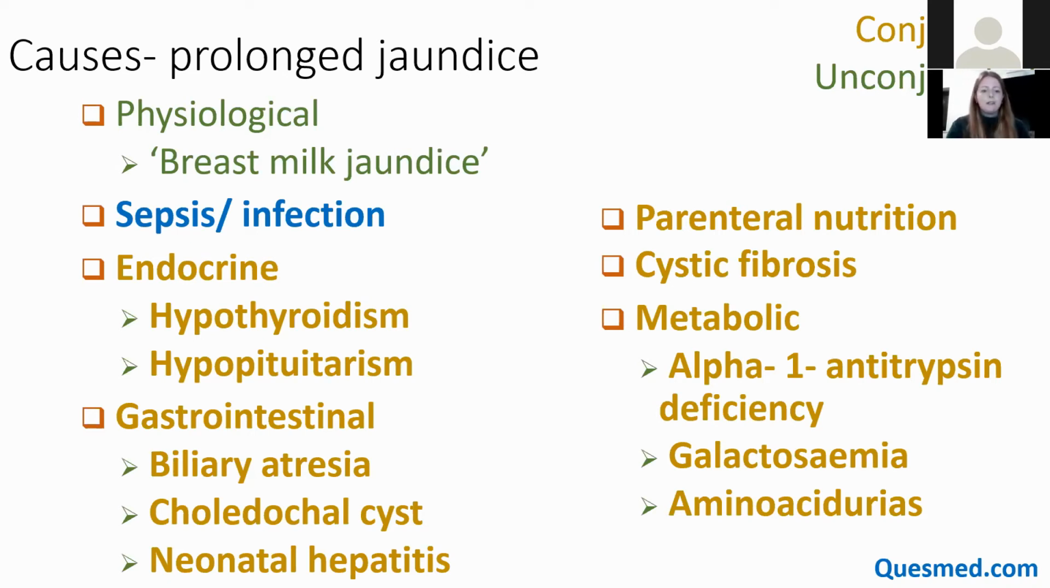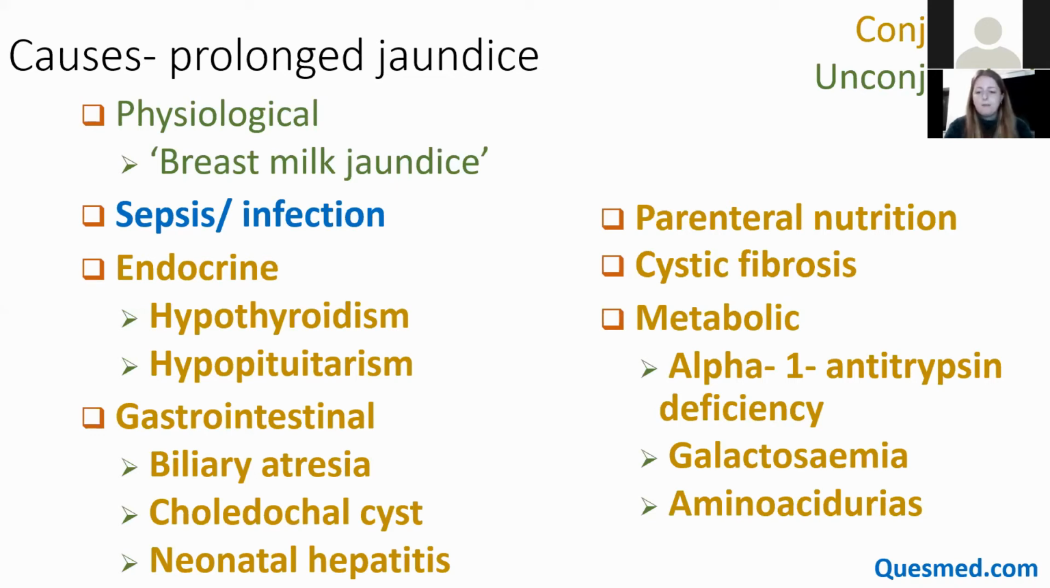So that's why biliary atresia, choledochal cyst, hepatitis, so the liver's not able to undergo the metabolism, as well as a stasis that occurs in the liver because of the swelling that happens with hepatitis. Parenteral nutrition, this is well known to be linked to cholestasis. The cause of that is unclear, and the only way to reverse it is to just stop parenteral nutrition. Cystic fibrosis can rarely be associated with jaundice as well.